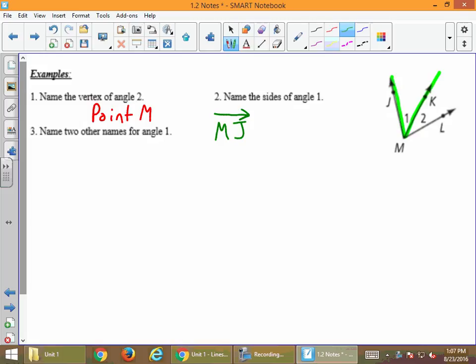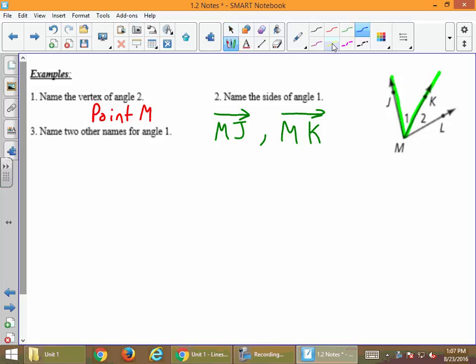Well, if MJ is one side, what's the other side going to be? MK. Well, MK, we could go with that too. MK, the letter goes the other way. Could you flip it around if I were to say JM, like you originally said? Yeah. Just make sure arrow's pointing the other way. But usually we like them going to the right. But potato, potahto.